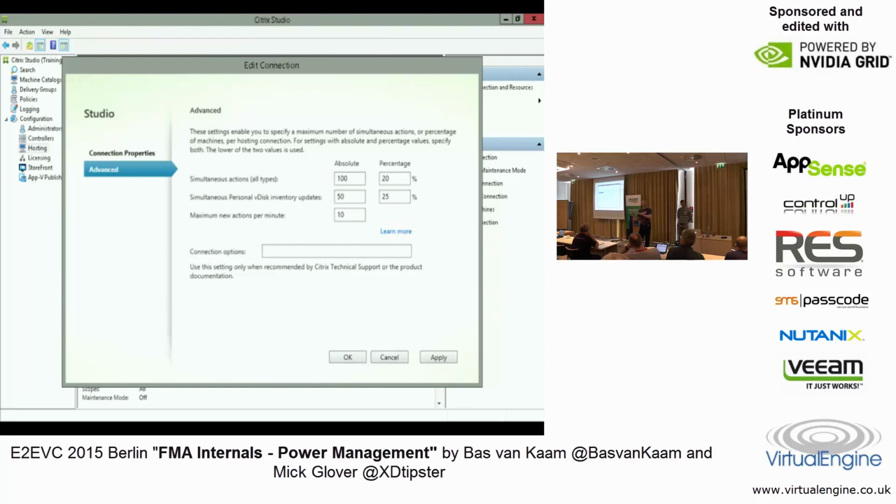Like I said, these are very conservative values, which our QA people and our engineers came up with internally. You might be able to push the boundaries a little bit more than this, but again, internal testing is required. If you define absolute and percentage values, only one is used, so the lower of both values is used, for example.